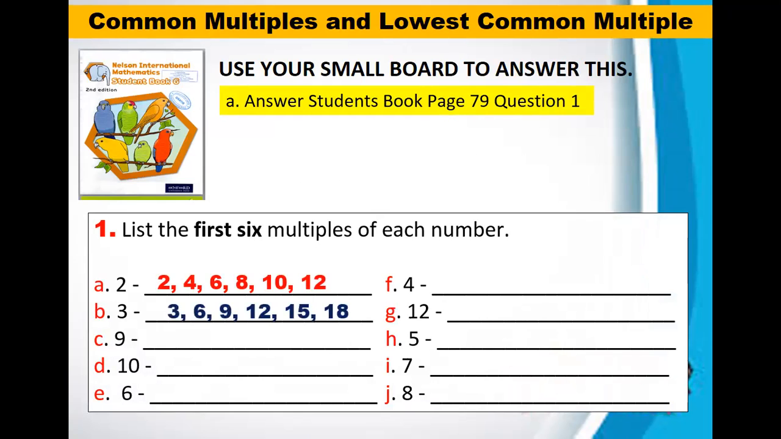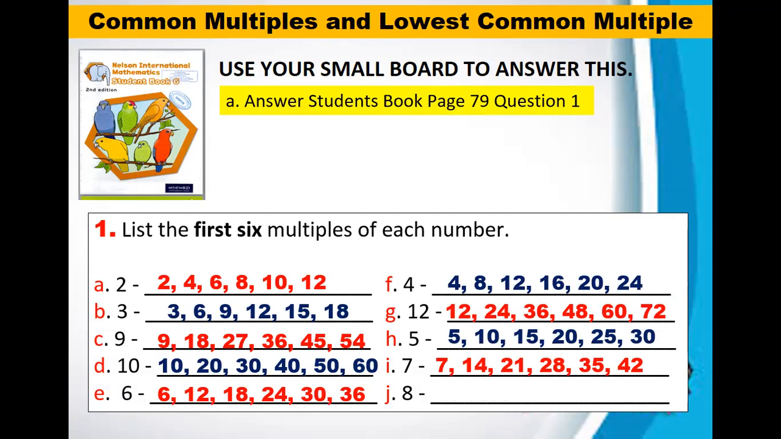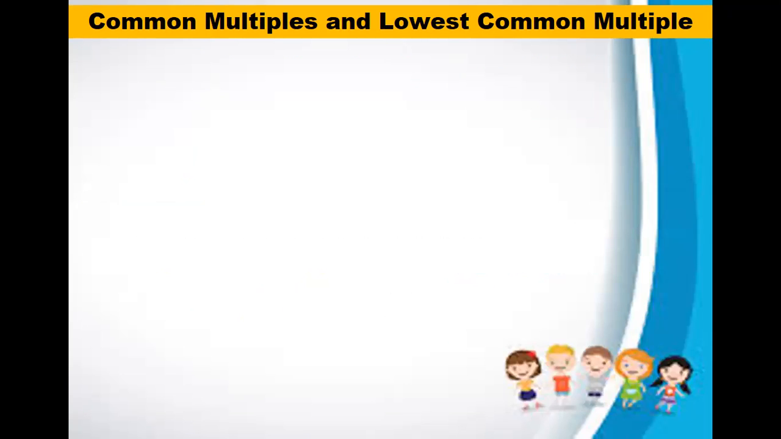Then the first 6 multiples of 3, multiples of 9, multiples of 10, multiples of 6, multiples of 4, multiples of 12, multiples of 5, multiples of 7, and multiples of 8. So all these multiples of all these numbers, they are the first 6 multiples. Okay, I hope you have done it all correctly.